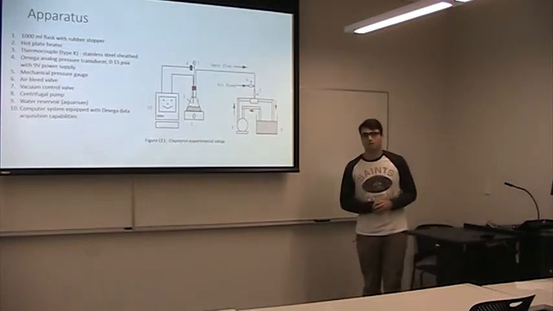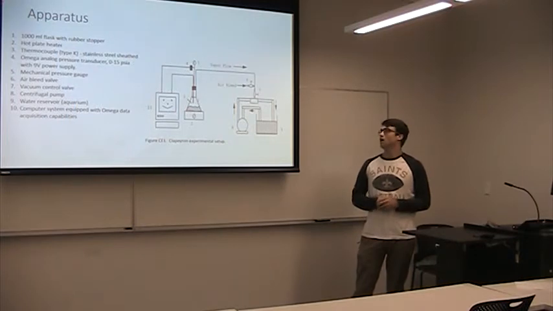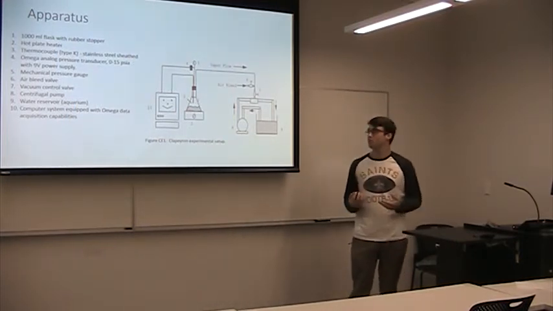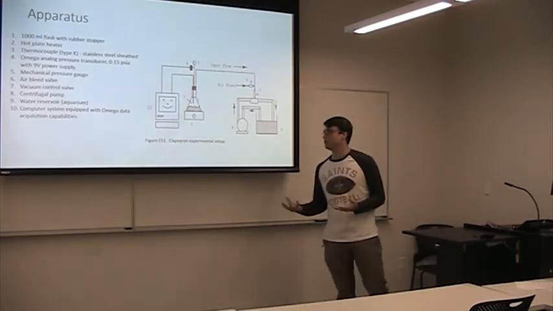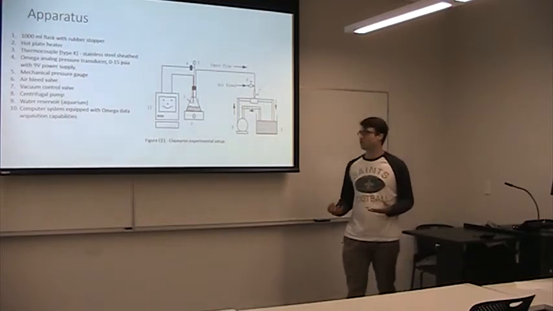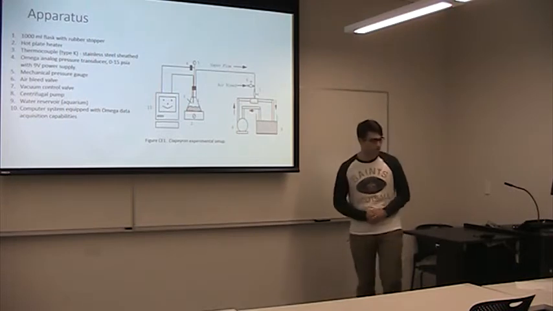So our apparatus contains a 100 milliliter flask, a hot plate to boil the water, a thermocouple to measure the temperature of the water, a mechanical pressure gauge, air bleed valve, vacuum control valve, centrifugal pump, and a water reservoir, and a computer to log all the data and save it so we can analyze it.